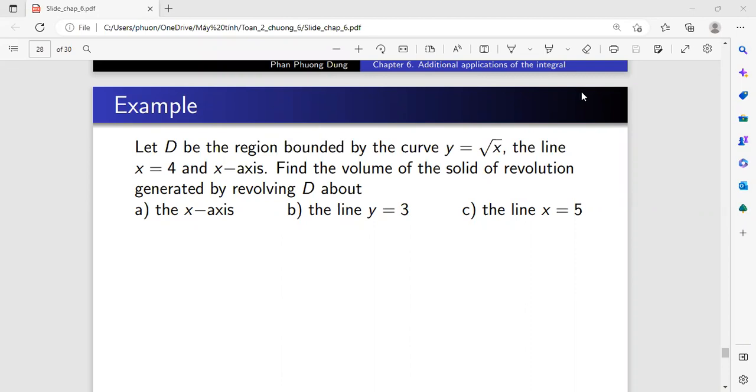Hi, in this video, we will try to finish example C together. Here is our problem. Let D be the region bounded by the curve y equals the square root of x, the line x equals 4 and the x-axis. The problem is to find the volume of the solid of revolution generated by revolving the region D about the line x equals 5. First, we will sketch region D.